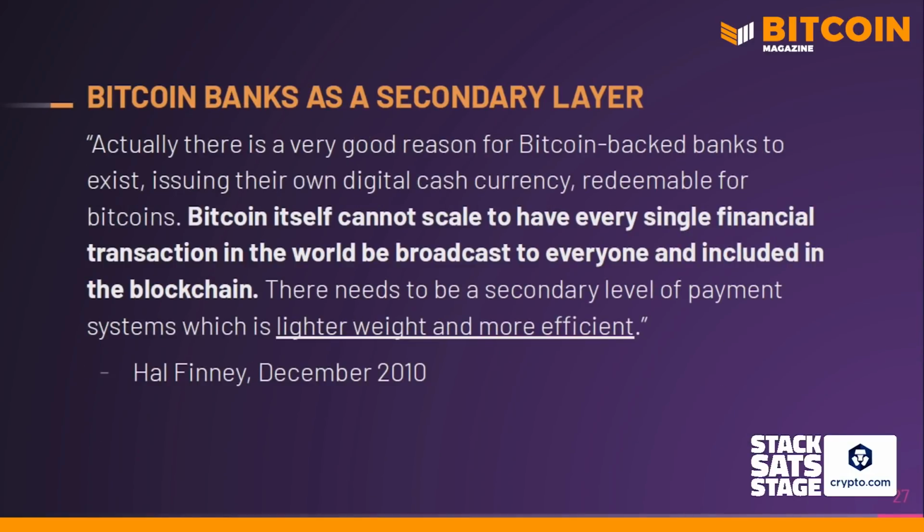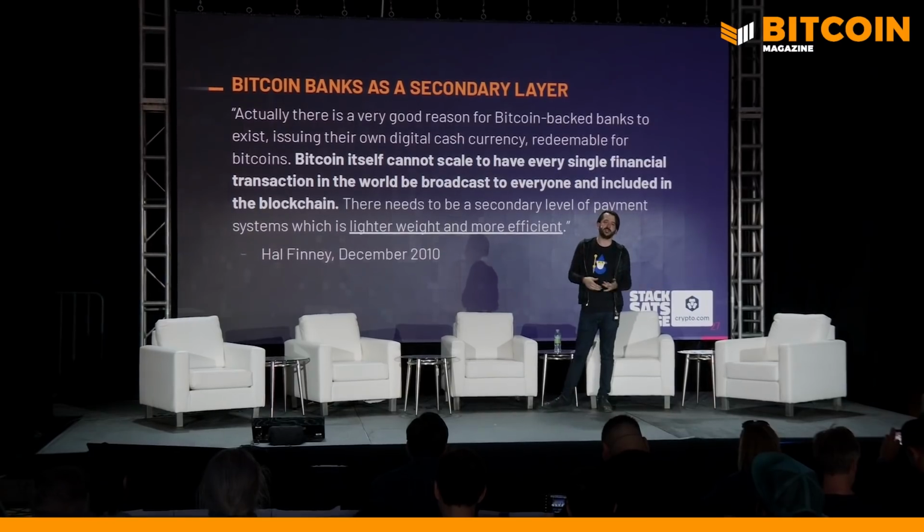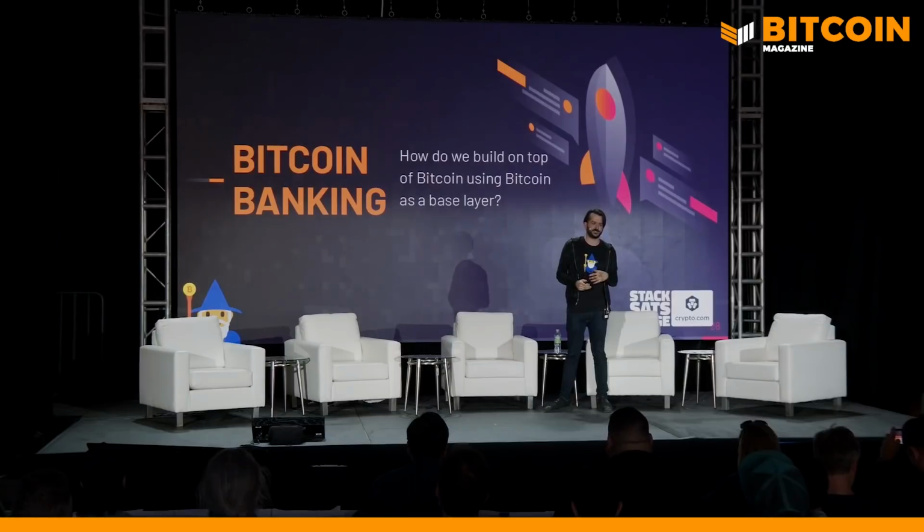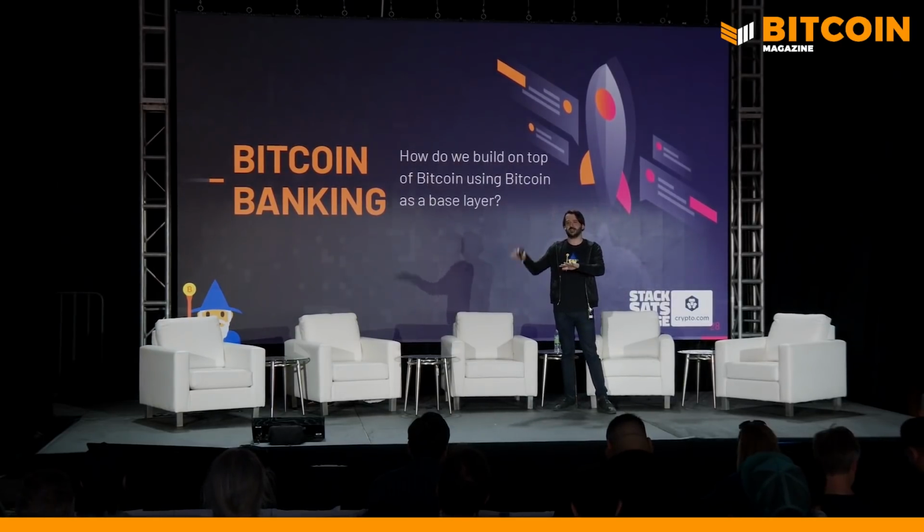So this is not a new realization. Even back in the early days, Hal Finney knew this would be the case. Bitcoin cannot scale to have every transaction in the world broadcast to everyone, including the blockchain. There needs to be a secondary layer which is lighter weight and more efficient. And so this is why Bitcoin is migrating to a multi-layer ecosystem. But if Bitcoin is just the base layer, how do we build on top of that?